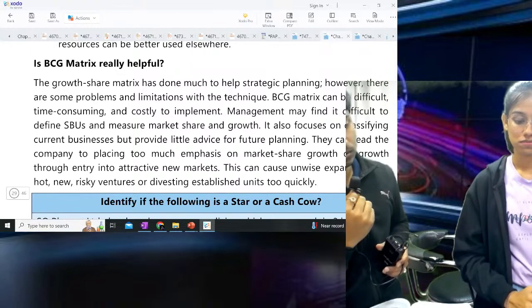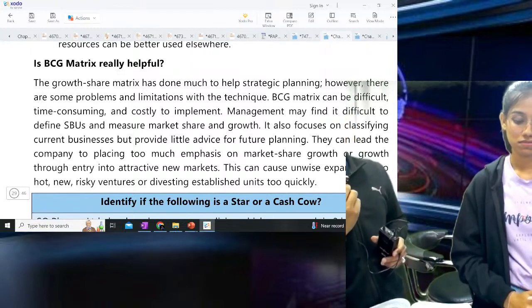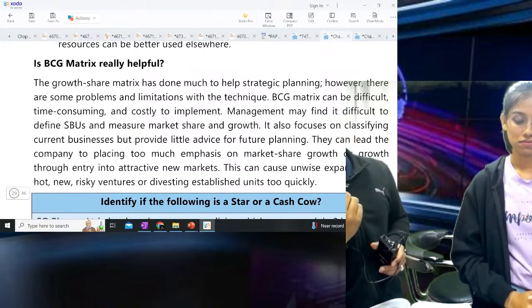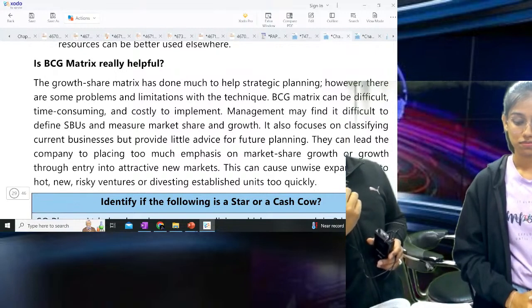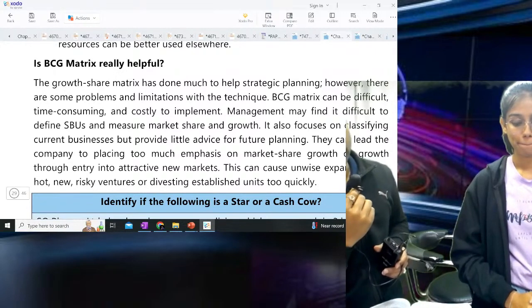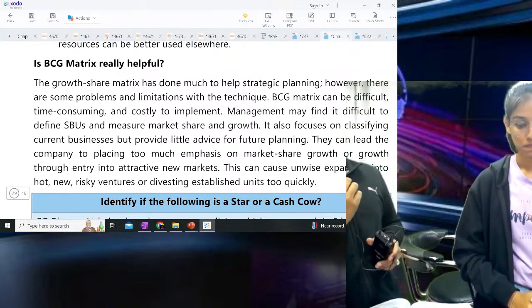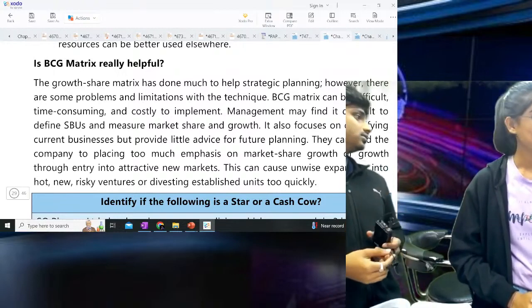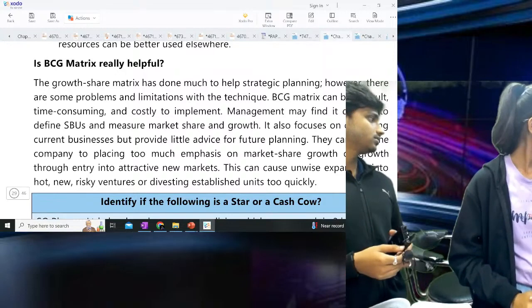Growth, or growth through entry into attractive new markets. This can cause unwise expansion into hot, new, risky ventures, or divesting established units too quickly. Meaning if you listen to this, any business you will sell. So don't listen to them so much.